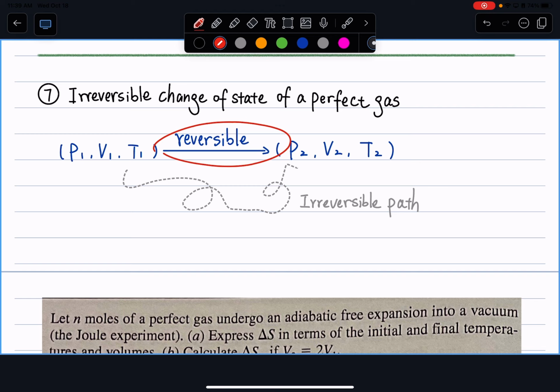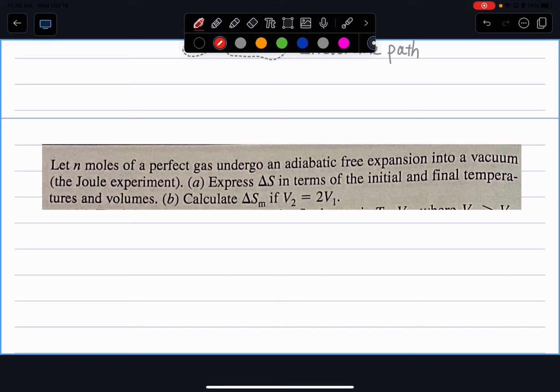So if we end up having these kinds of problems, like the Joule experiment, which is actually an irreversible process, an expansion of your perfect gas into vacuum, as long as you can imagine it takes place along a reversible process, you can use whatever we derived for the reversible process to calculate the entropy change.